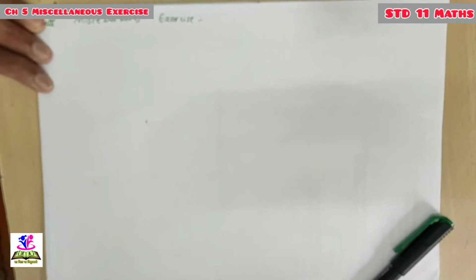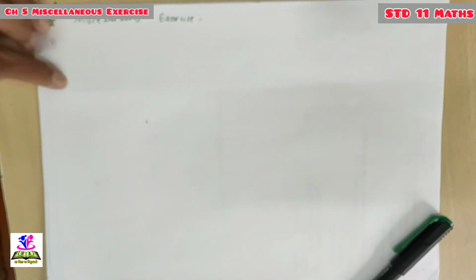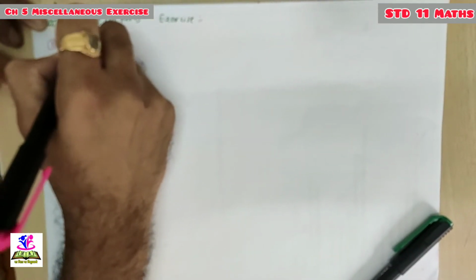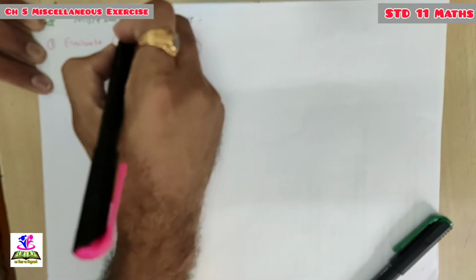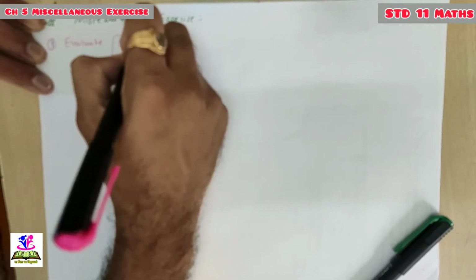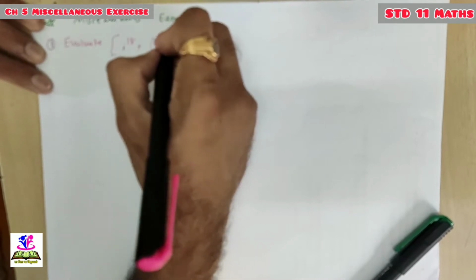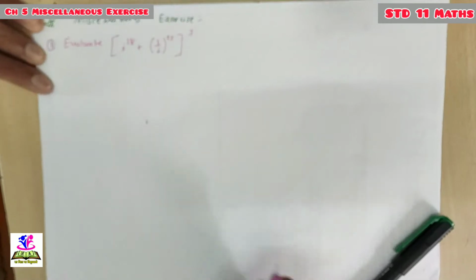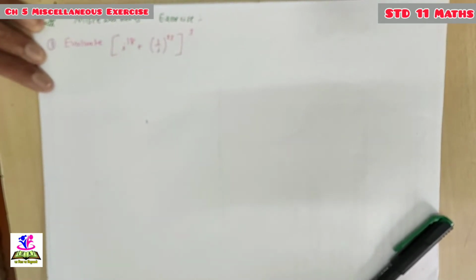Chapter number 5. Question number 1. Here we have to evaluate i raised to 18 plus (1 upon i) whole raised to 25, the whole raised to 3. We have to find the value of this expression.